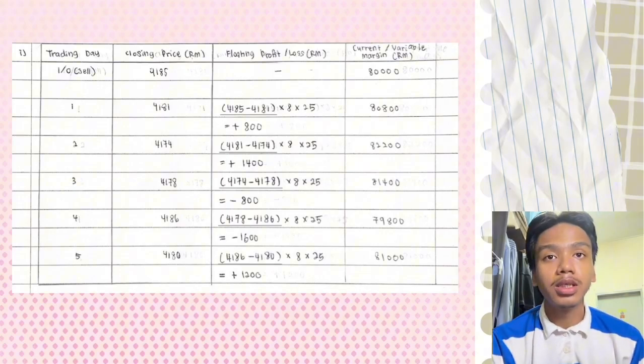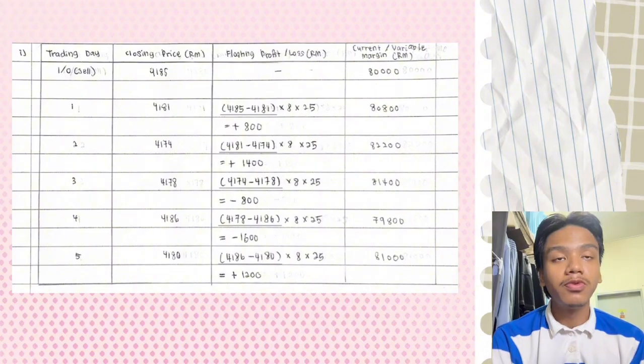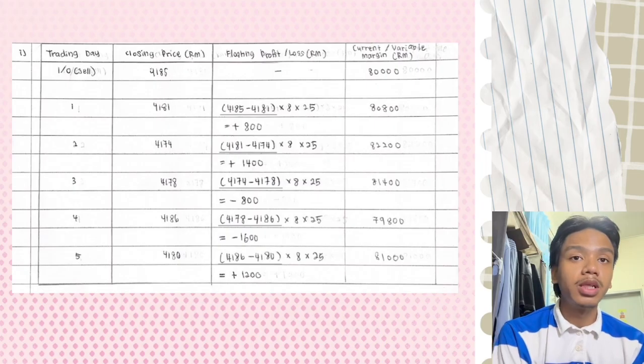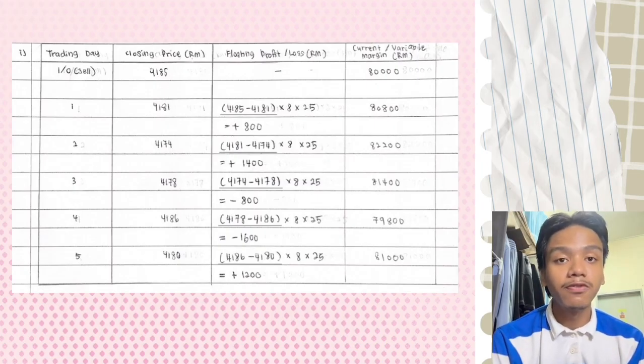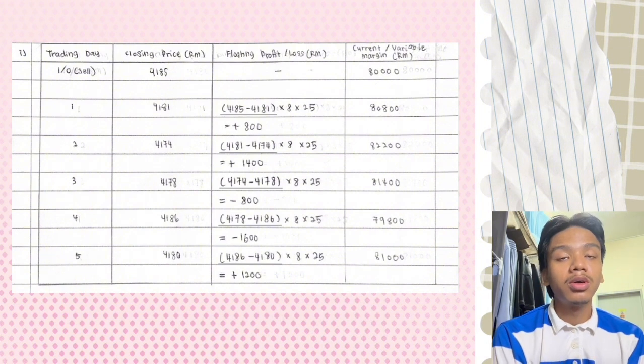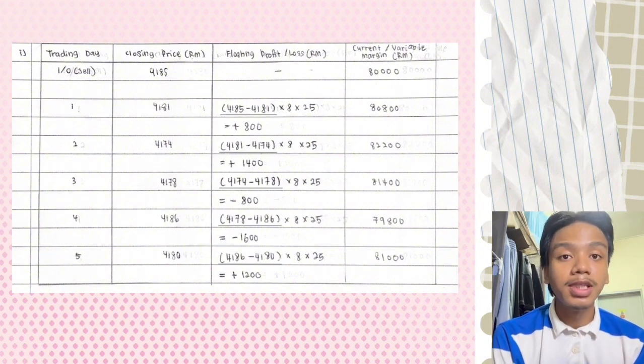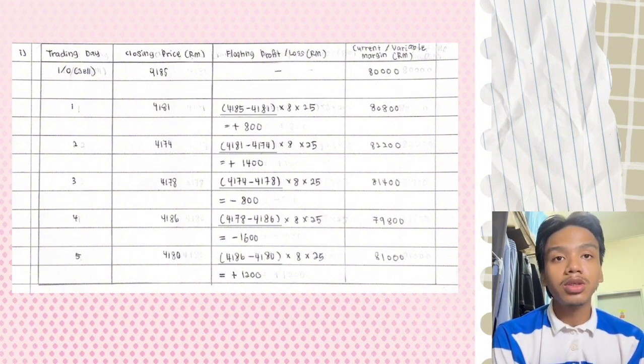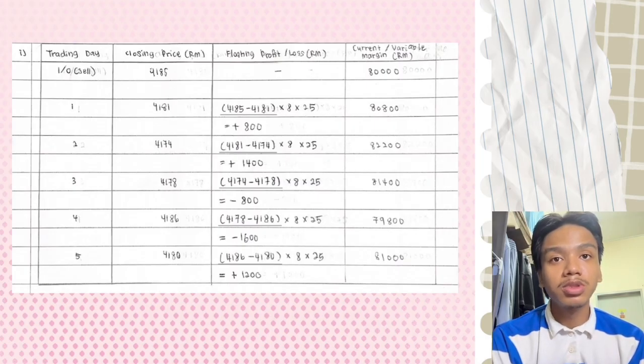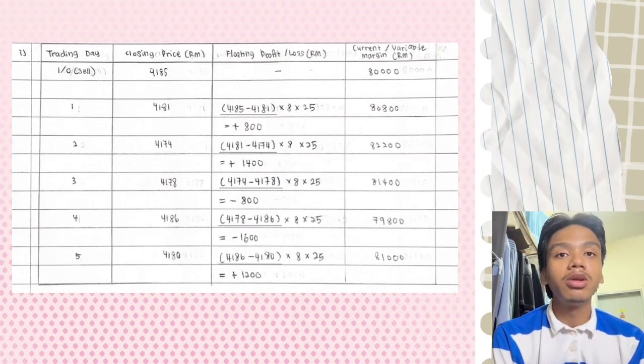On day 3, the market moves against him. The price ticks up to 4,178. That's a 4-point increase, leading to a loss of 800 ringgit. Balance drops to 81,400 ringgit. On day 4, a bigger jump to 4,186 means an 8-point loss, costing him 1,600 ringgit. His balance dips to 79,800 ringgit.